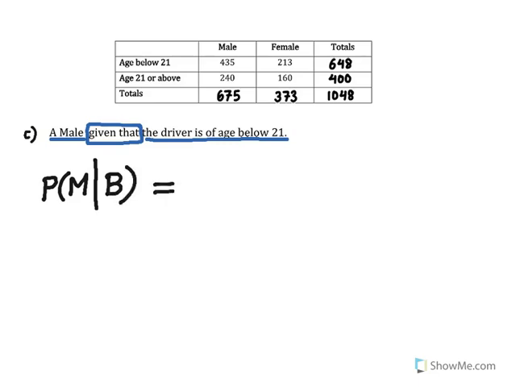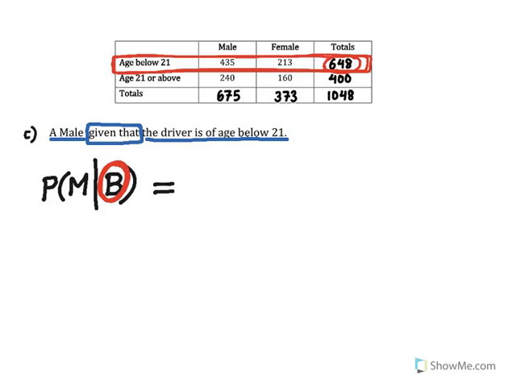And for doing so, to solve this, you look at how many drivers have age below 21. We have 648 drivers. So actually, whenever you have something given, you ignore everything except the row or column that contains it. So now we're looking at the row that contains all the ages below 21. Why? Because that is what is given. We are given that the age is below 21. So we just look here and we answer the question easily.